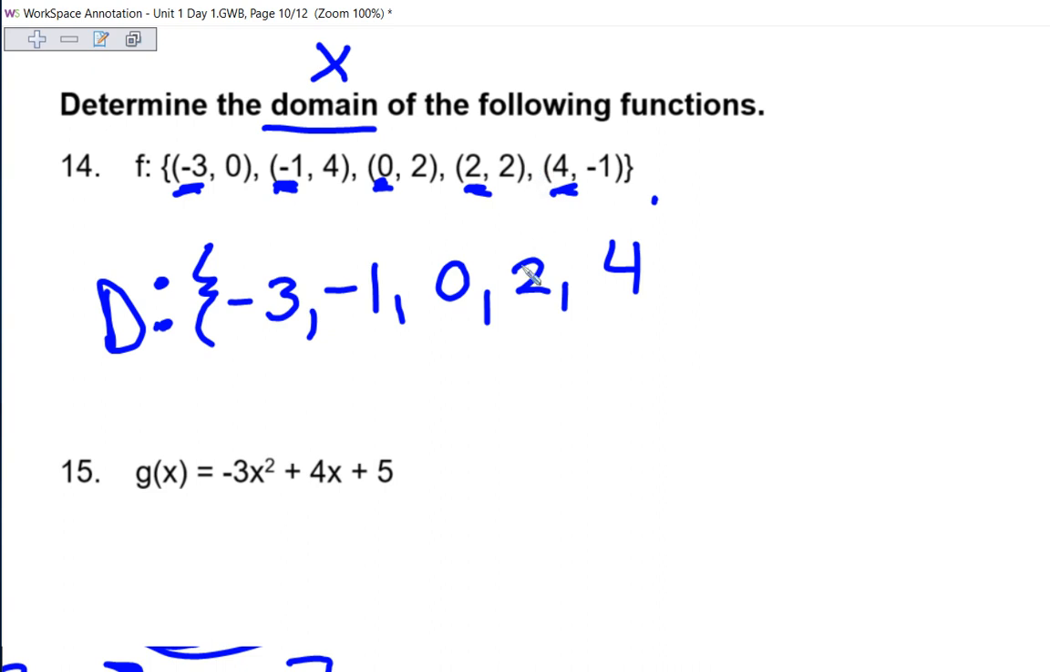Now they didn't ask me for the range, but if they asked me for the range, that would be the y value. It would be the second number in the ordered pair. Now number 15.